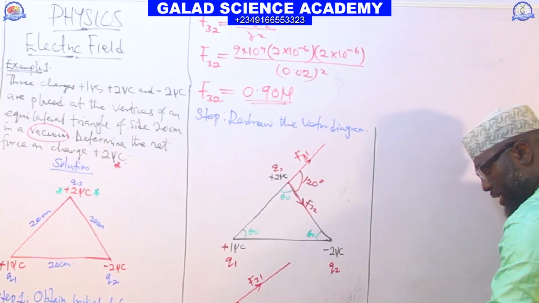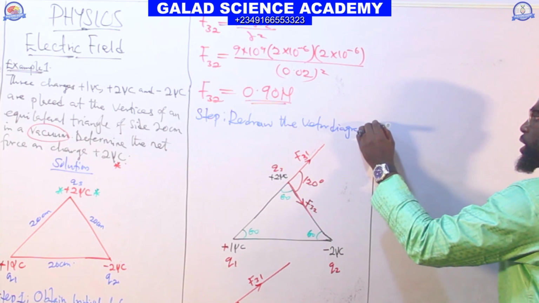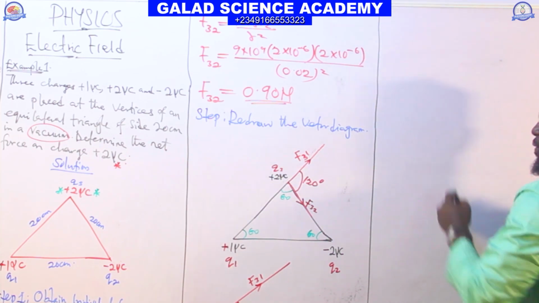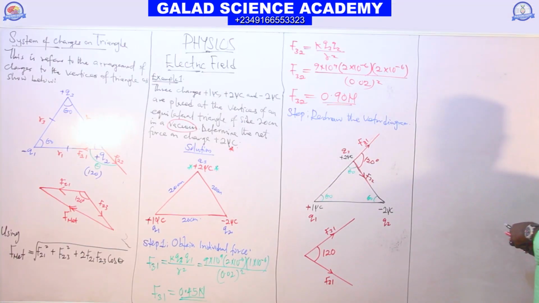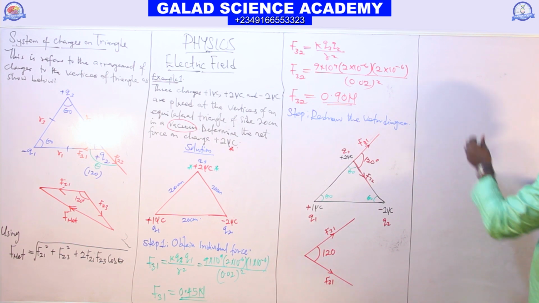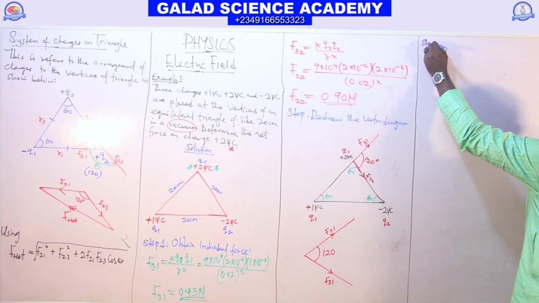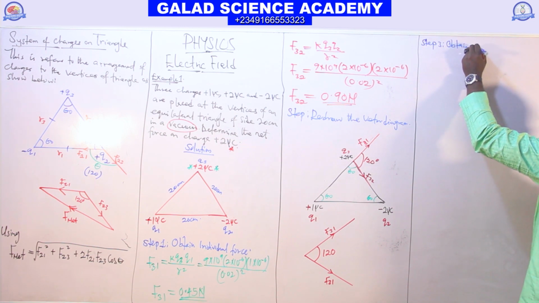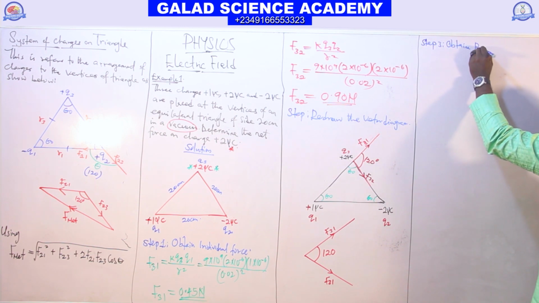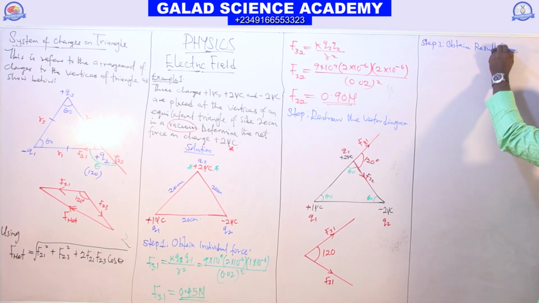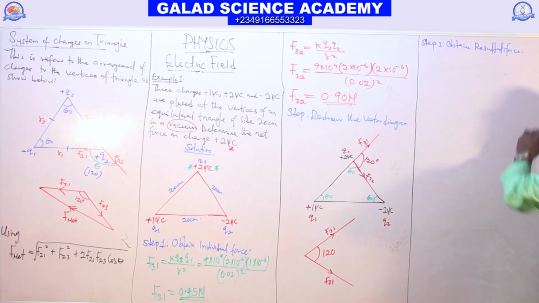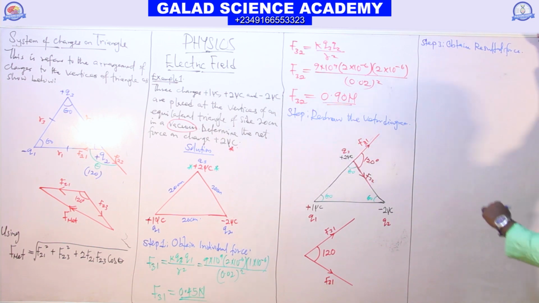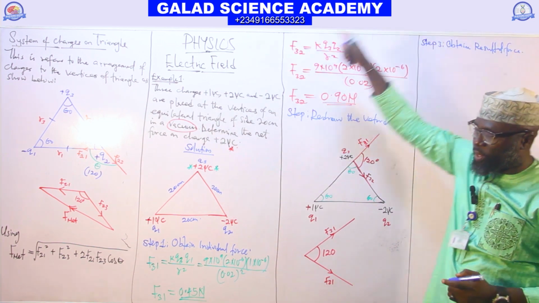After that, the next thing we do is to obtain our resultant force. Step 3: obtain the net or resultant force. The resultant force is also called the net force. Please note, here we use the formula.